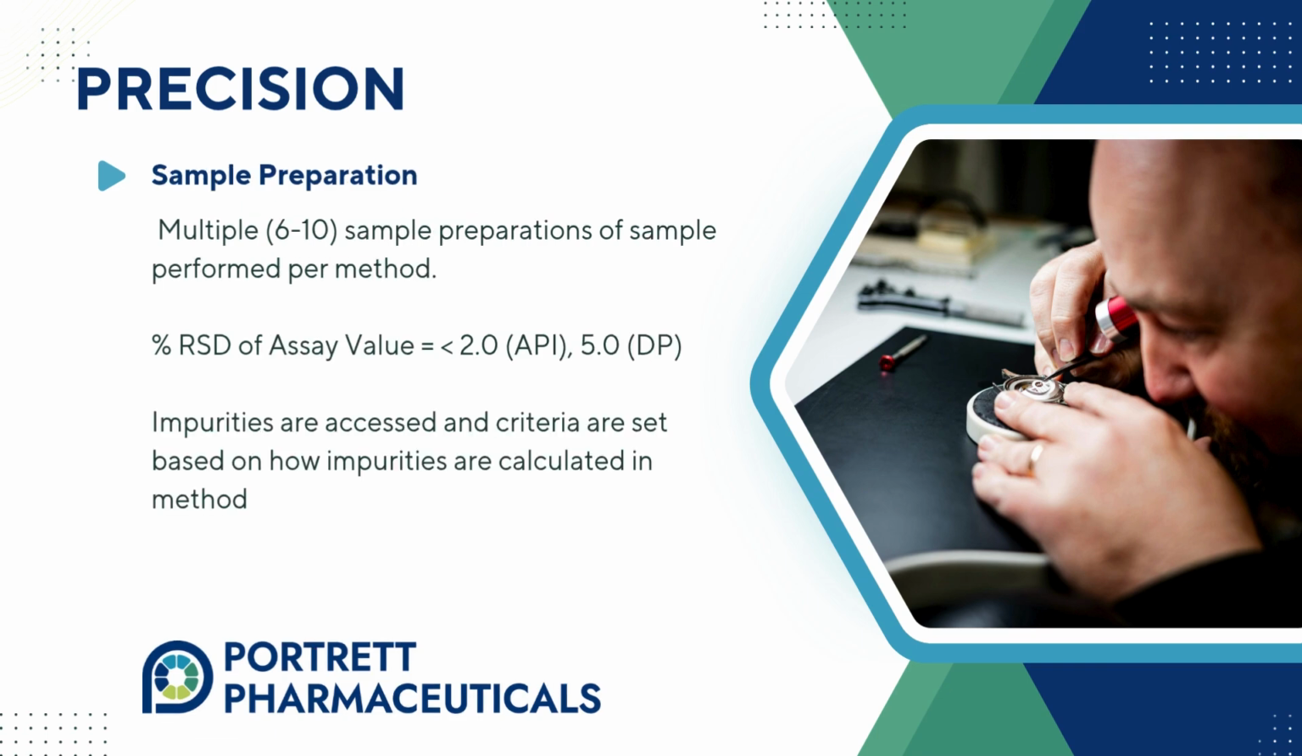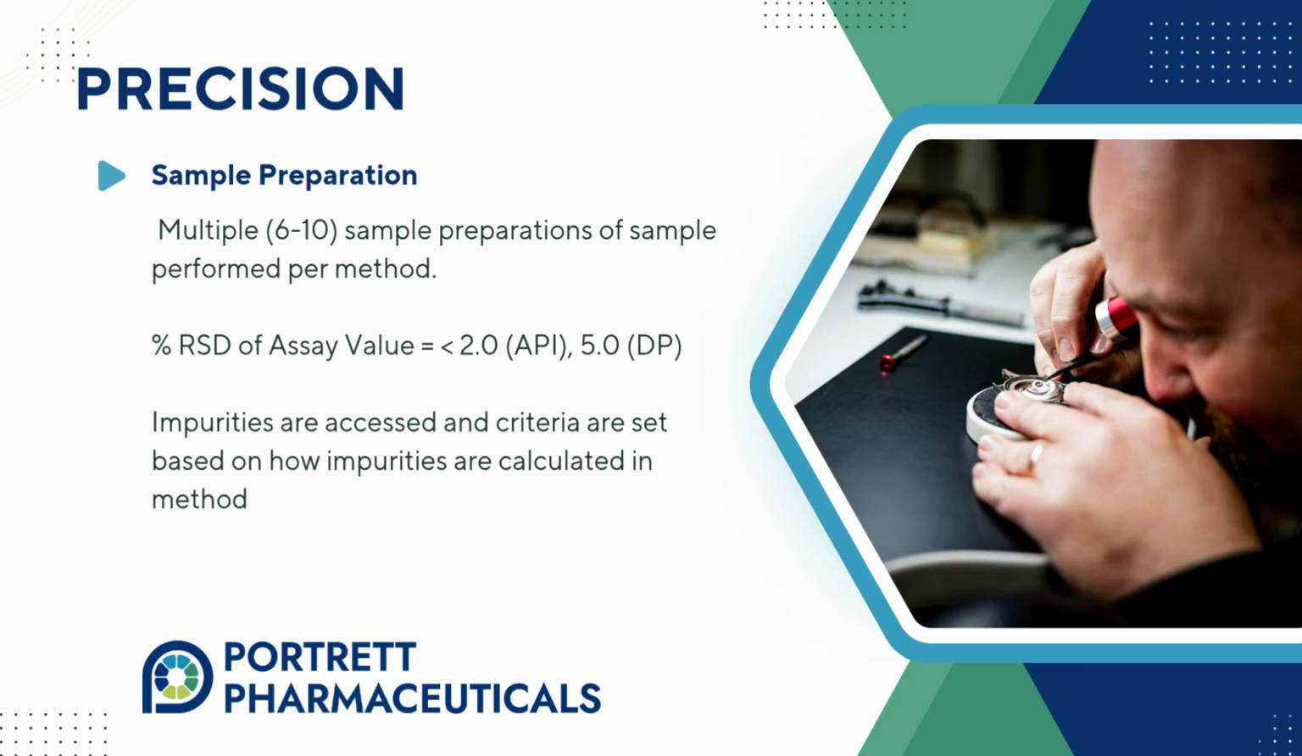Next up is sample preparation precision. This is performed by preparing 6 independent sample preparations per the method. It's important that the same lot of material is used. This should be done for API and DP samples.